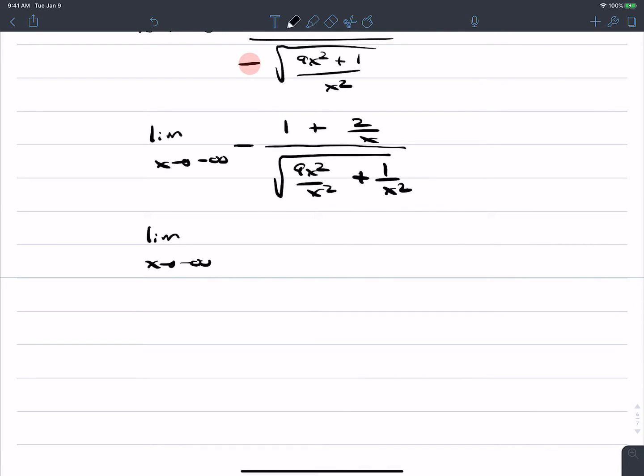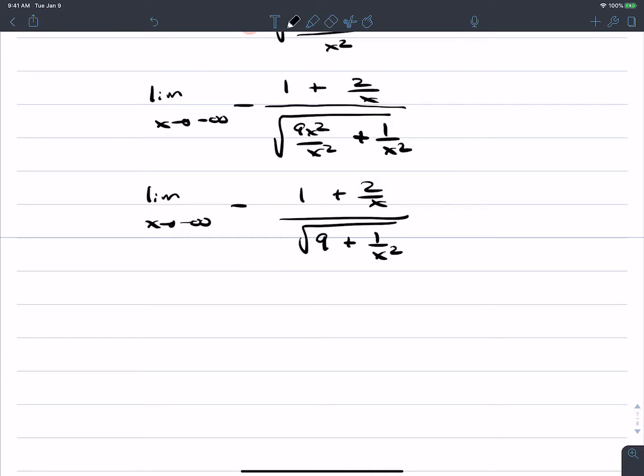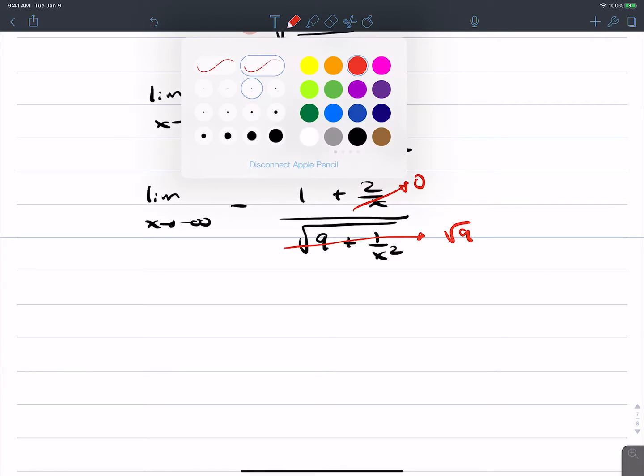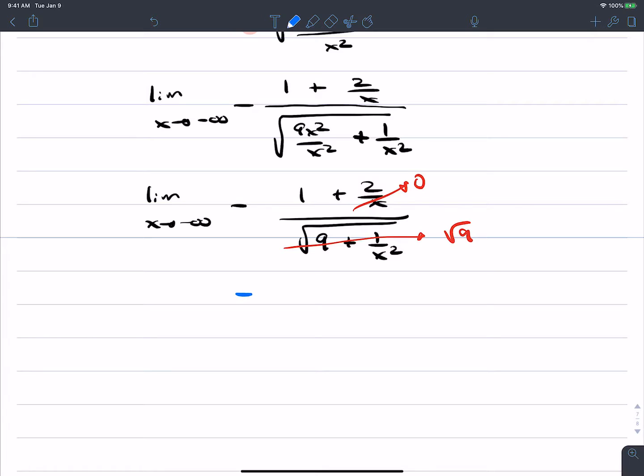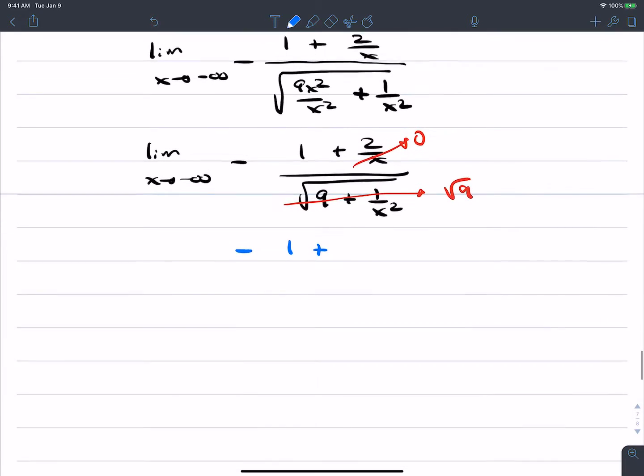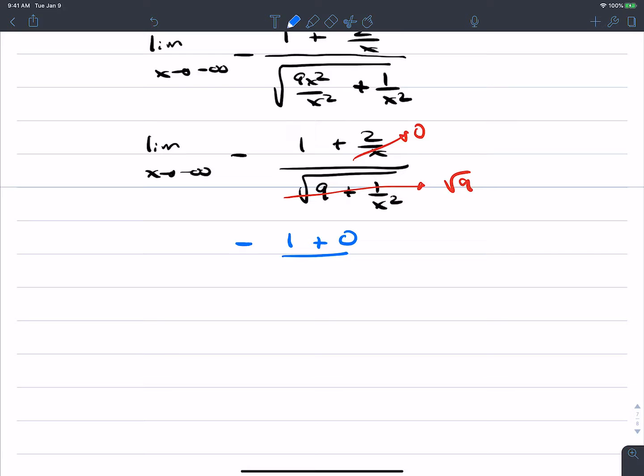You get that limit here: x goes to minus infinity, 1 plus 2 over x, over negative square root of 9 plus 1 over x squared. And again, by your properties of limits, if you guys recall, this is going to go to 0, right? And this is simply going to go to what? The square root of 9. So your final answer is going to be negative 1 plus 0 over the square root of 9, or negative 1 over 3 here.